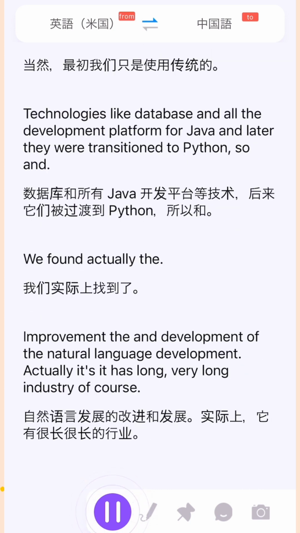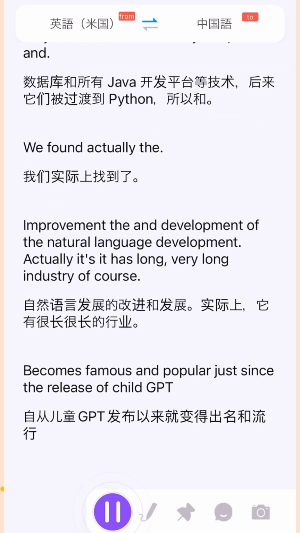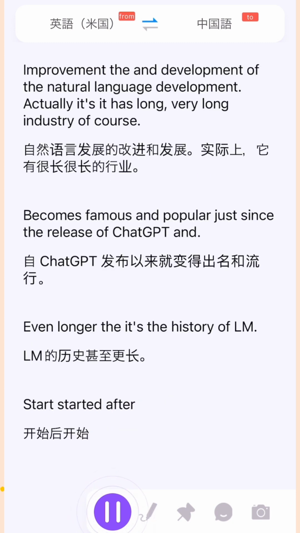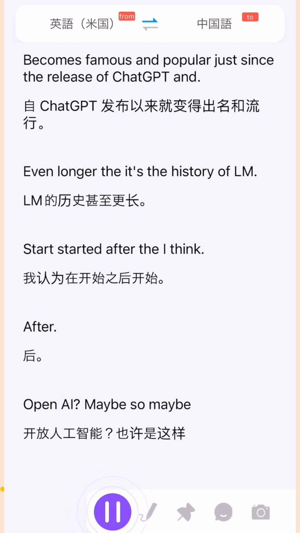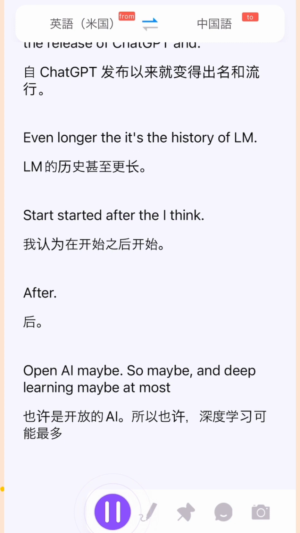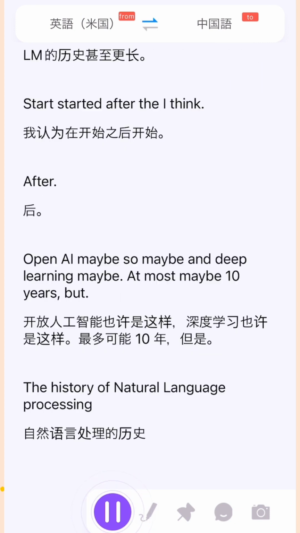Of course, LLM became famous and popular just since the release of ChatGPT, and the history of LLM started after, I think, OpenAI maybe, and deep learning maybe at most 10 years. But the history of natural language processing is pretty long.